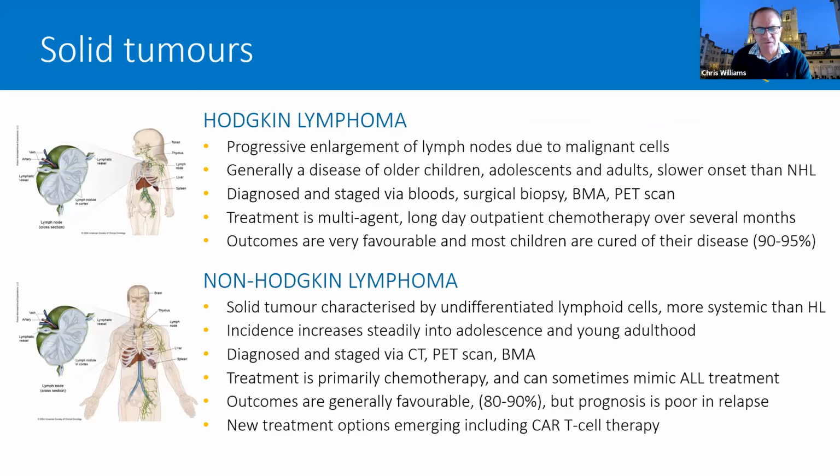And then there are the two types of lymphoma groups, Hodgkin lymphoma. Hodgkin lymphoma is really a progressive enlargement of lymph nodes due to malignant cells moving around. And it's very much a disease of older children. We don't really see this in little children, and it's more seen in the adolescent and young adult patient group. It's generally a much slower onset than the non-Hodgkin lymphoma, and staged. We've got bloods, biopsies, and PET scans. Again, a lot of work goes in before we get a definitive diagnosis. Most of the treatment's multi-agent with chemotherapy. It generally means long day outpatient therapy.